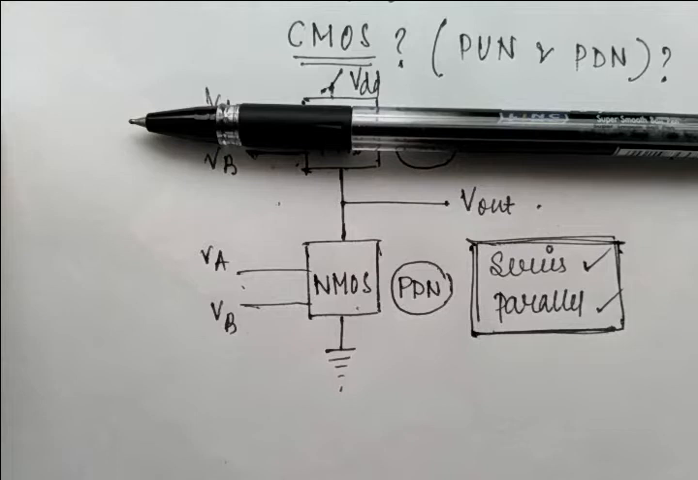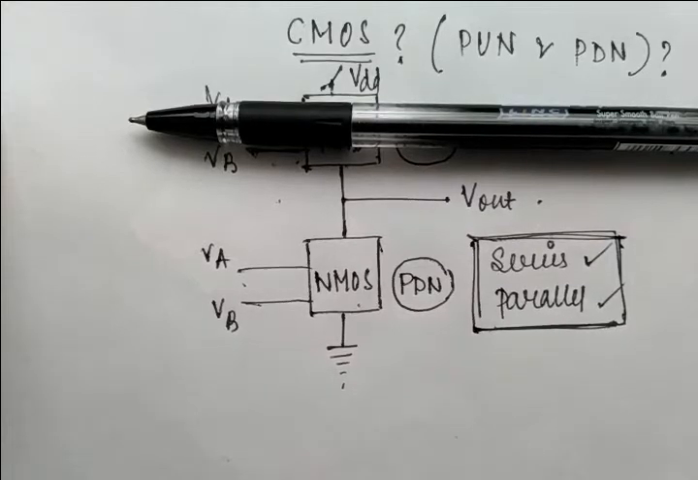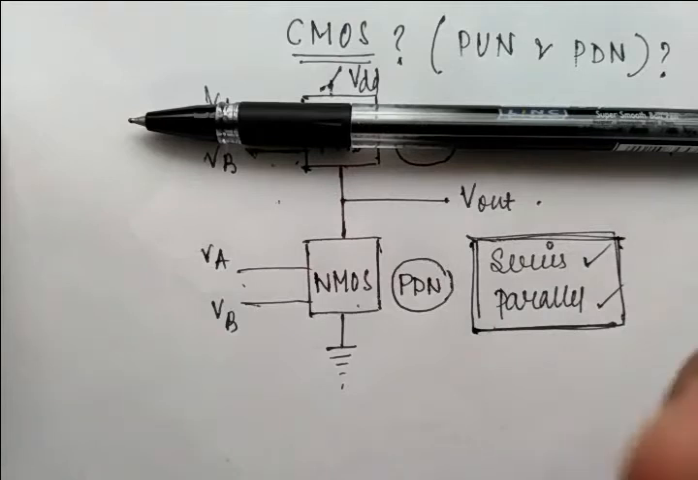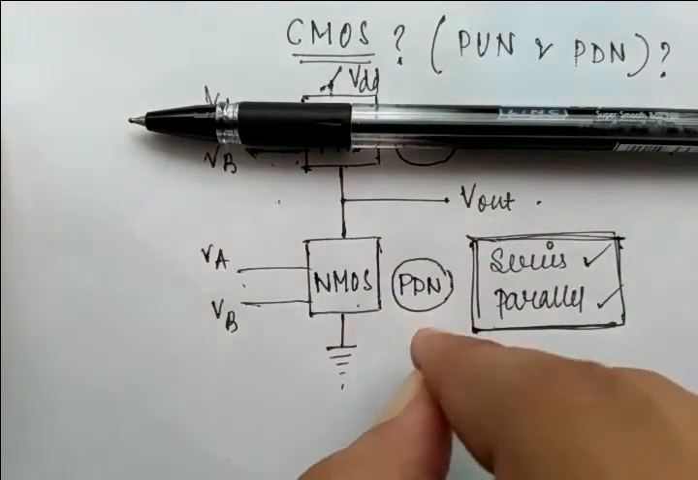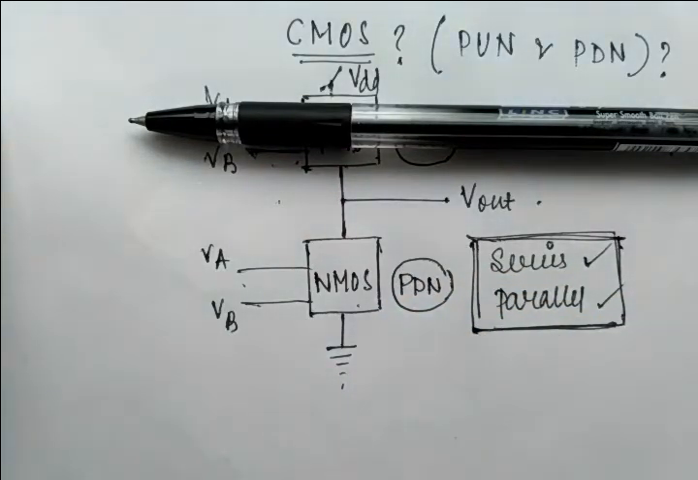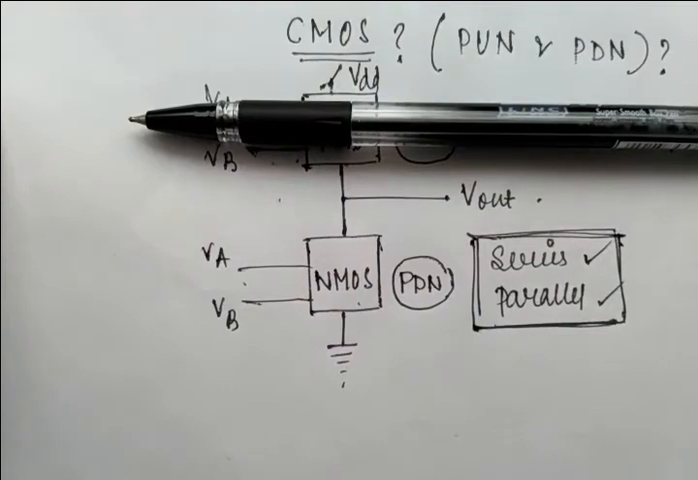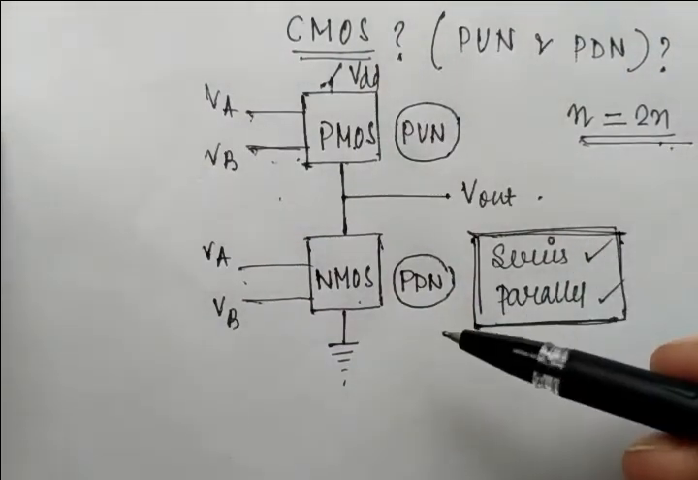Clear? That I have shown with the example of the inverter circuit. And this lower block is known as the pull down network. So why is it the pull down network? Because it pulls the output towards down, means towards ground. So that's why it is known as the pull down network.